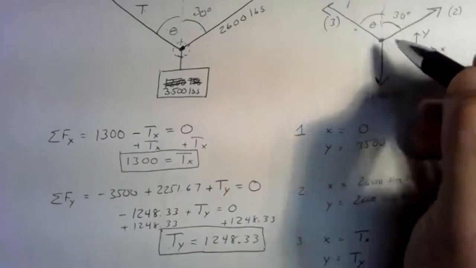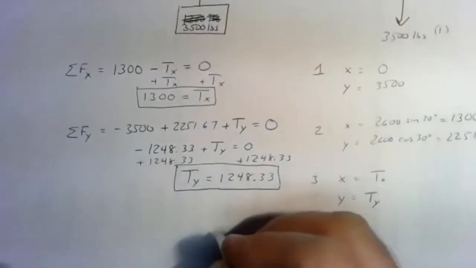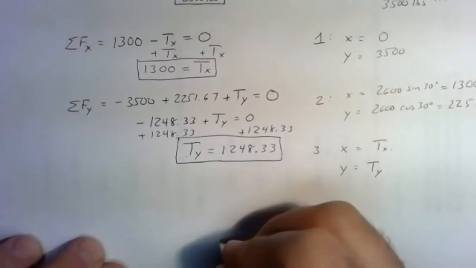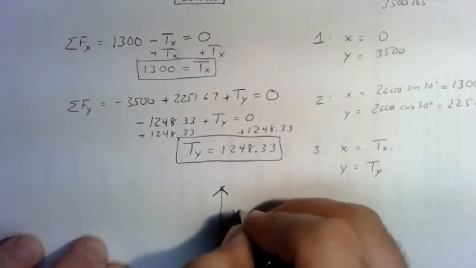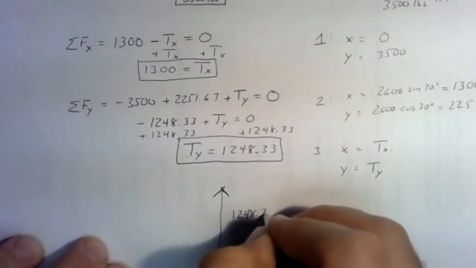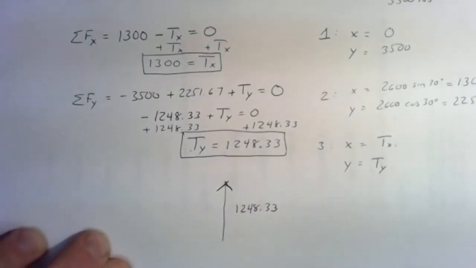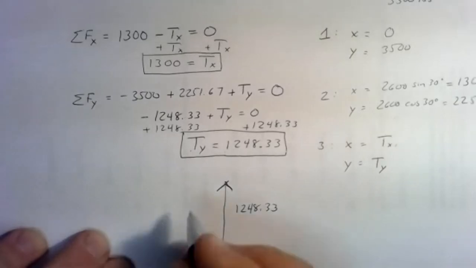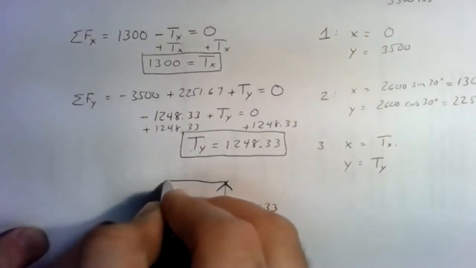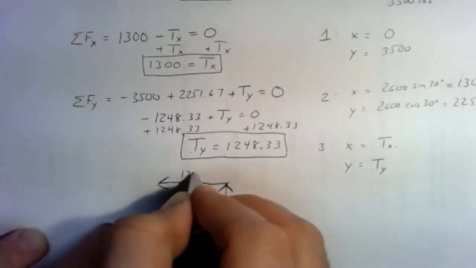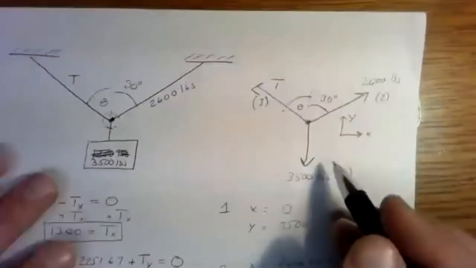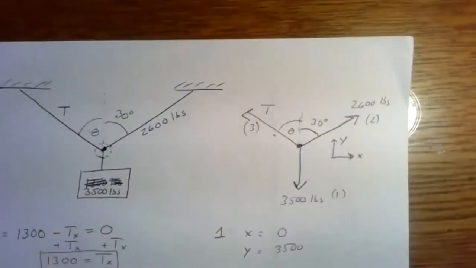So in that case, to draw this out, I'm going to draw out TY first. And TY is going to end up looking something like this. 1248.33. That's how much force is up from my unknown. And then I'm going to draw TX. 1300. So laying that on top of the drawing here, you can see a little bit of what we're looking at.